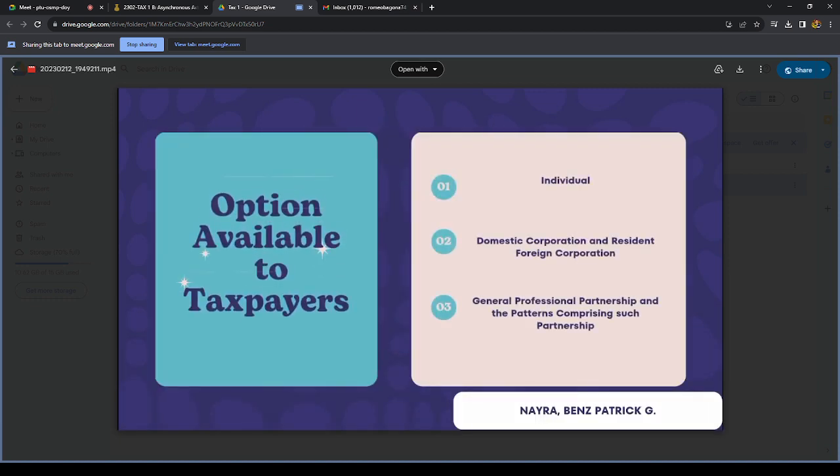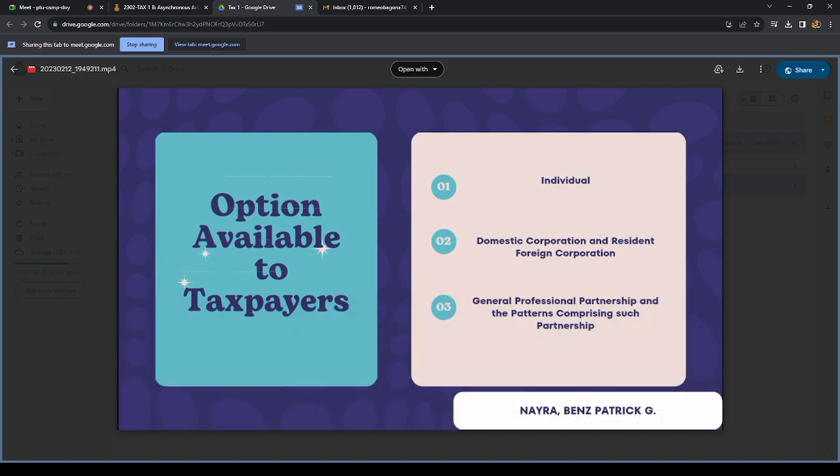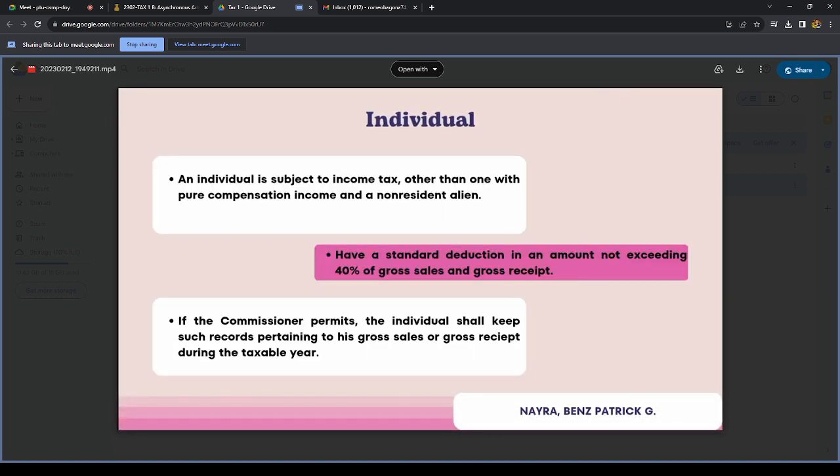So these are the options available to taxpayers. First is individual, second is domestic corporation and resident foreign corporation, and lastly the third is general professional partnership and the partners comprising such partnership. So what is individual? In lieu of the itemized deductions, an individual subject to income tax, other than one with pure compensation income and a non-resident alien, may elect a standard deduction in an amount not exceeding 40% of his gross sales or gross receipts. Except when the Commissioner otherwise permits, the individual shall keep such records pertaining to his gross sales or gross receipts during the taxable year, as may be required by the rules and regulations promulgated by the Secretary of Finance upon recommendation of the Commissioner. This can be found in Section 34 of the NIRC as amended by Republic Act Number 9504.